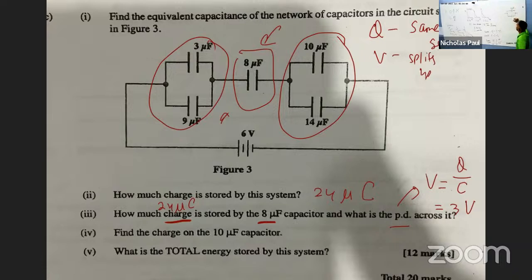Here's 10 and here's 14, right? The problem is to find the charge on this 10 microfarad capacitor. Online, just look at the camera, right? To get the charge here, we need the voltage here, correct? How are we getting that? So again, we know that Q is equal to C times V. We have C, but we don't have Q. So now we think, how are we going to get V? We have the total voltage, which was 6.